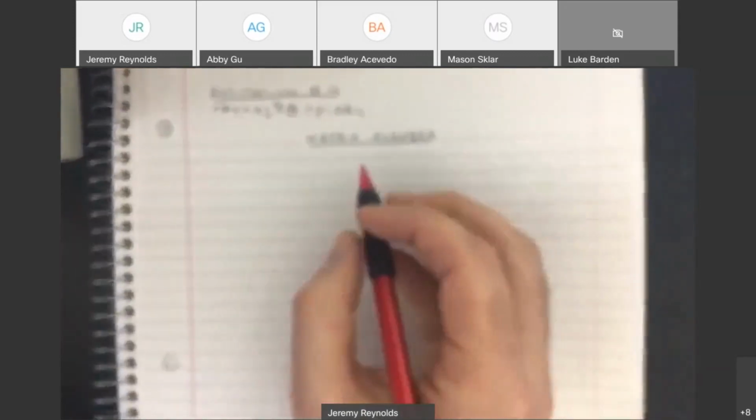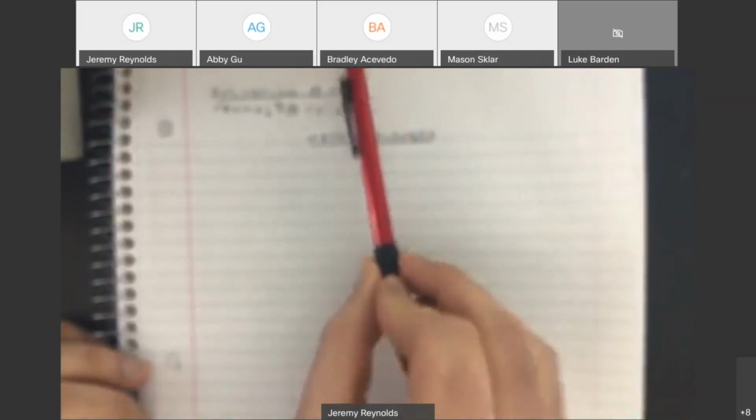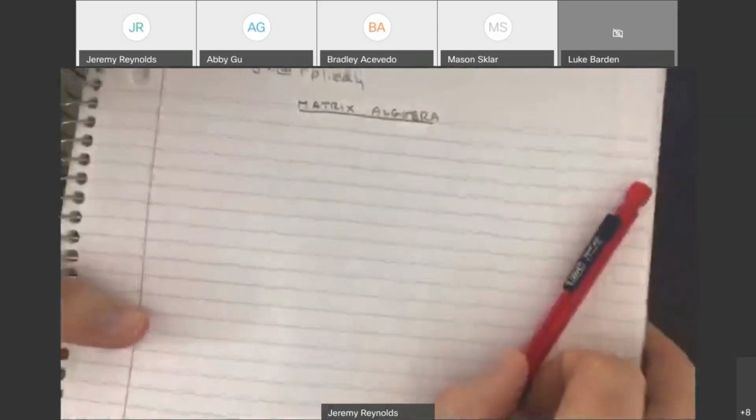So to start off, what is matrix algebra? Camera's generally pretty good, so I wouldn't worry about it. Every once in a while it'll unfocus.